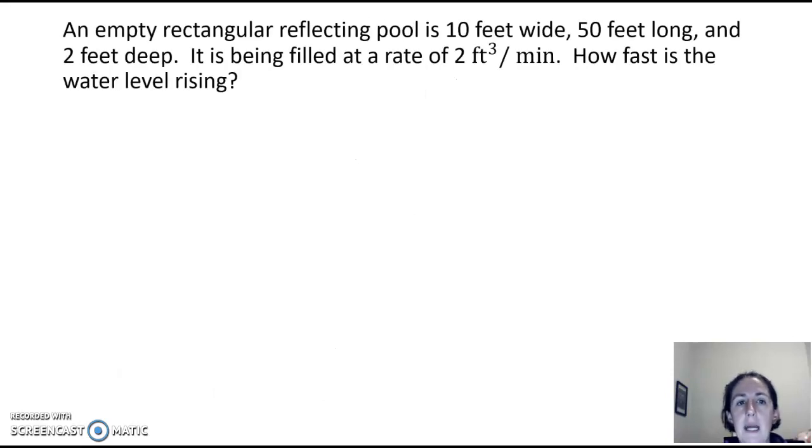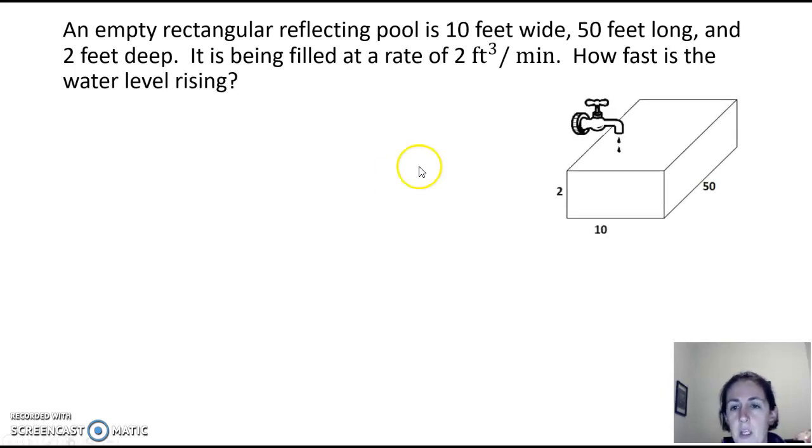An empty rectangular reflecting pool is 10 feet wide, 50 feet long, and 2 feet deep, and it is being filled at a rate of 2 cubic feet per minute. How fast is the water level rising? So let's draw a picture. So we have this rectangular pool right here, where it's 10 feet wide, 50 feet long, and 2 feet tall.